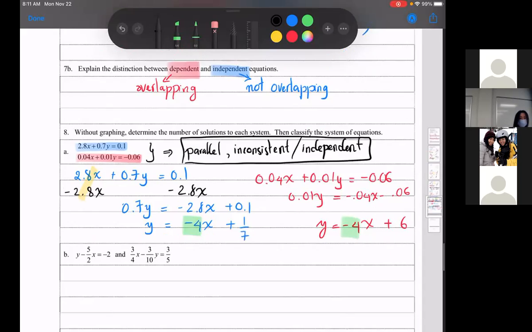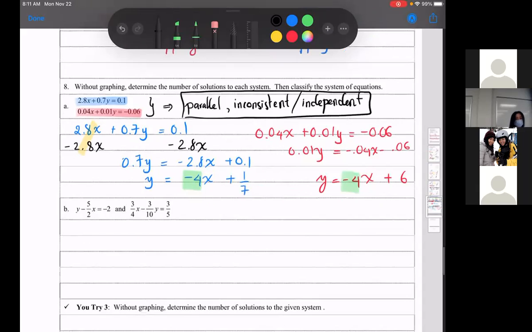I want you to do B. I'll walk around and see how you do it. People from home, please do problem B and put your answer in the chat. Not everything, just tell me what type of solution the system of equations has and the classification.